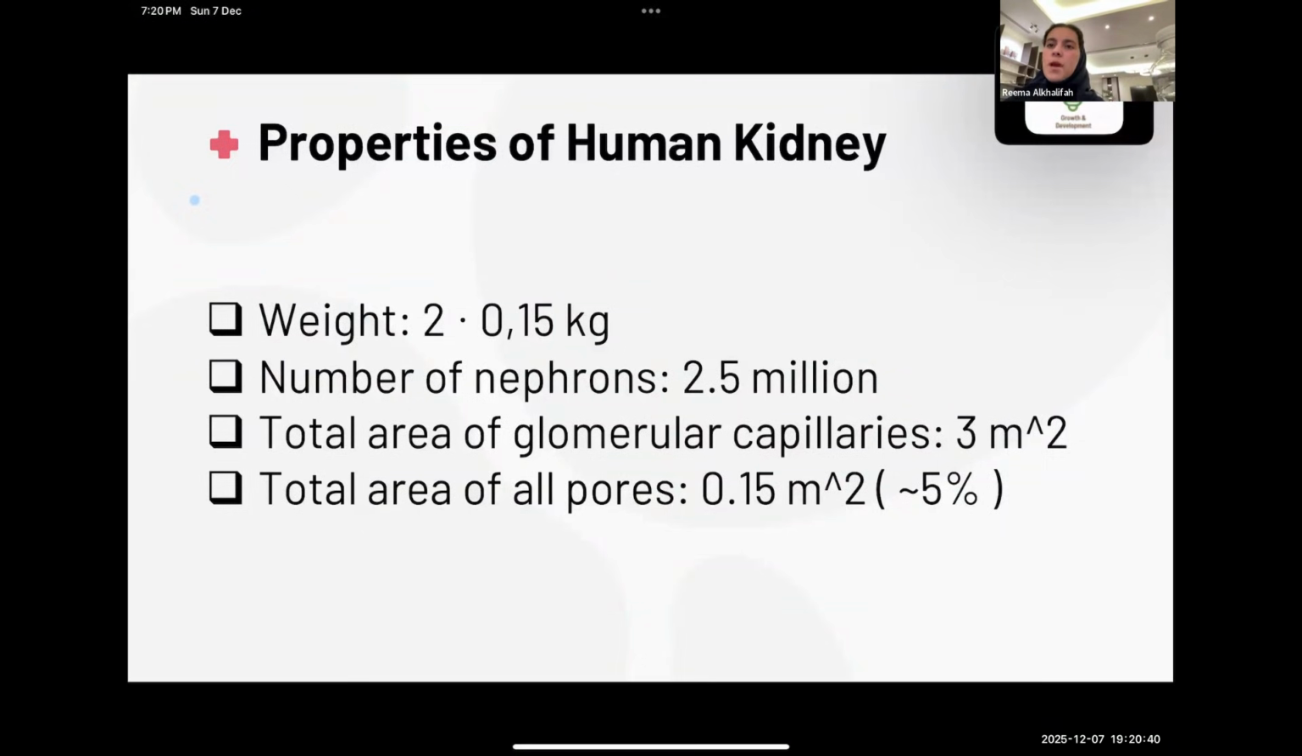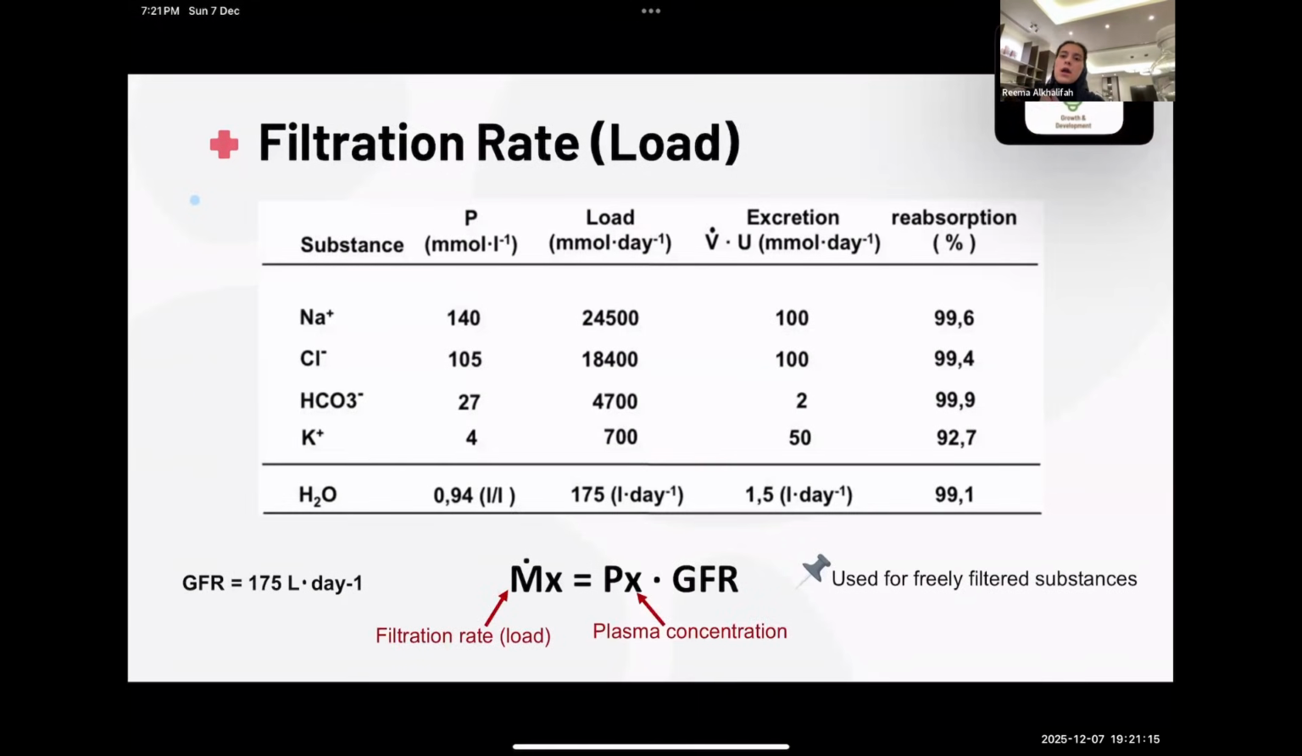Those are properties of the human kidney. Each kidney weighs 150 grams. Since we have 2 kidneys, we have 300 grams. There's 2.5 million nephrons in the kidneys. The total area is 3 meters squared, and the total area of the pores is 0.15, which is nearly 5% of the whole area of the glomerular capillaries. And this is why there's so much filtration. So, moving on to filtration rates. It's how much of a substance is being filtered.